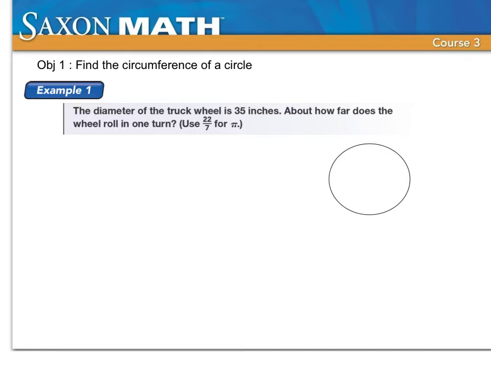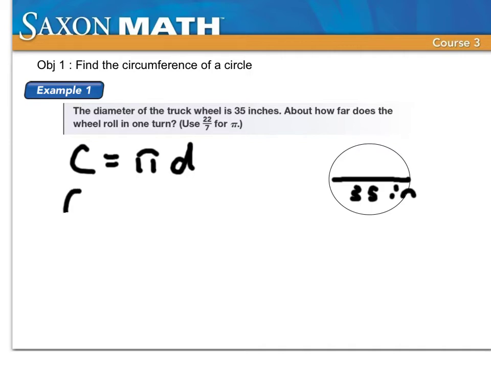So the best thing to do on most of these is to draw a picture. So we've got a truck wheel here, and the diameter is 35 inches. Remember, the diameter is the distance across the middle. So this distance is 35 inches. Well, since we're given the diameter, I'm going to use the formula for circumference that uses the diameter. Okay, first thing I want you to do is rewrite the formula. So it's circumference equals pi times the diameter. Okay, again, we're using this one because we already know the diameter. That's what they gave us.